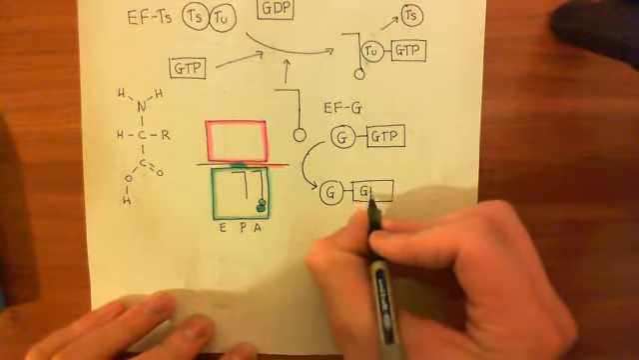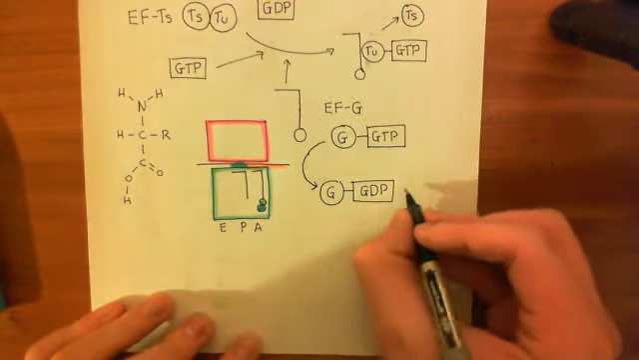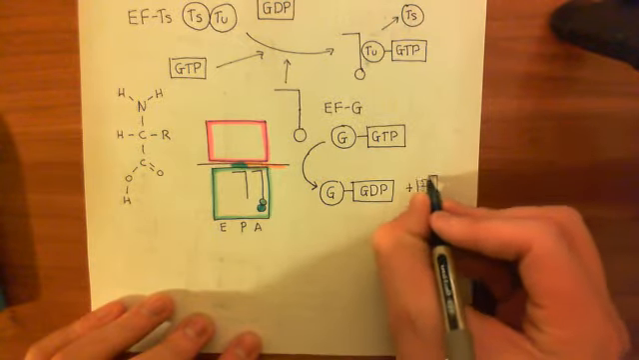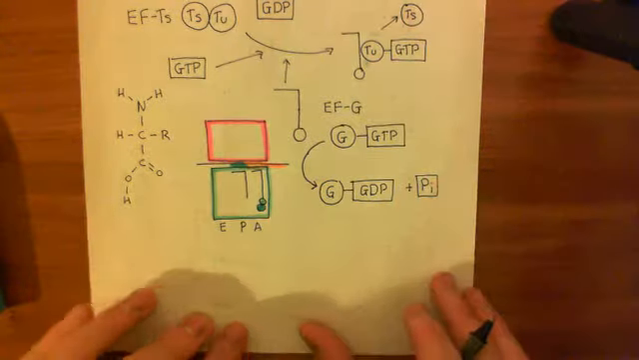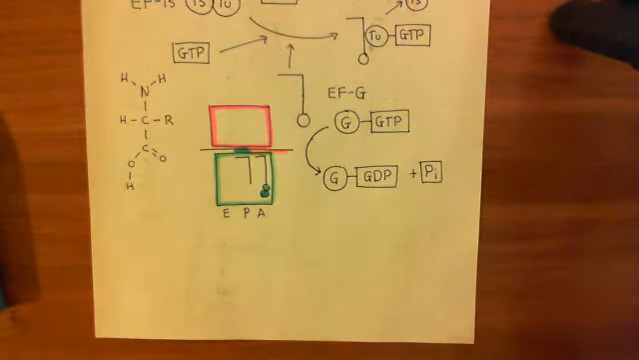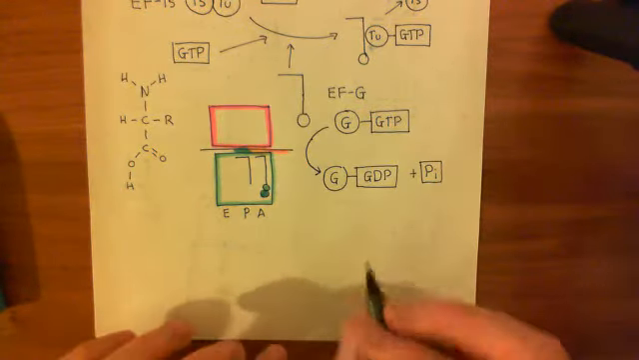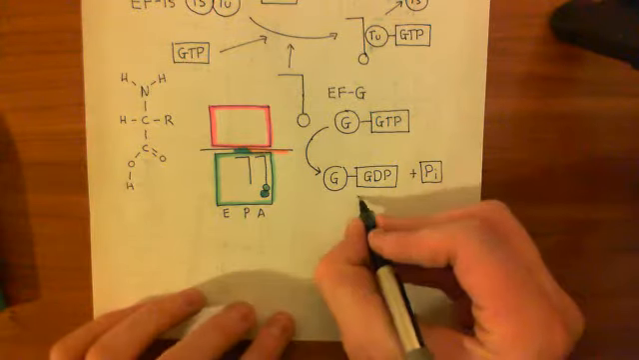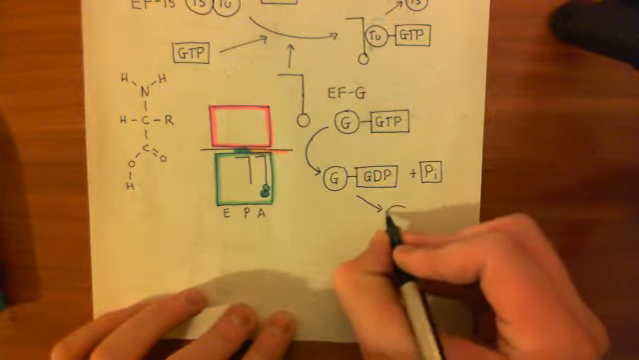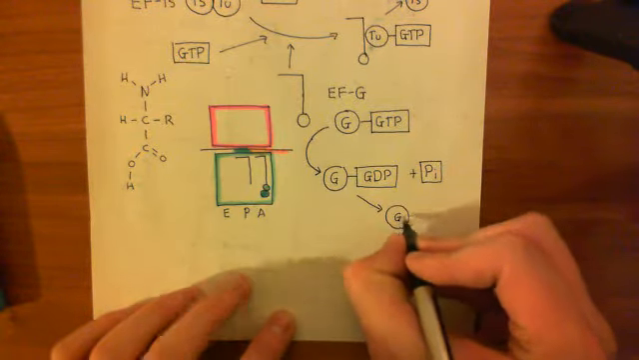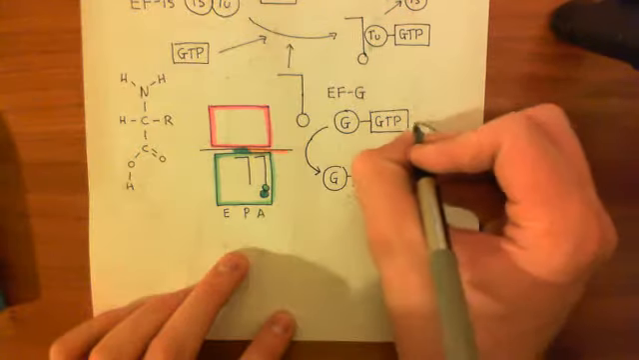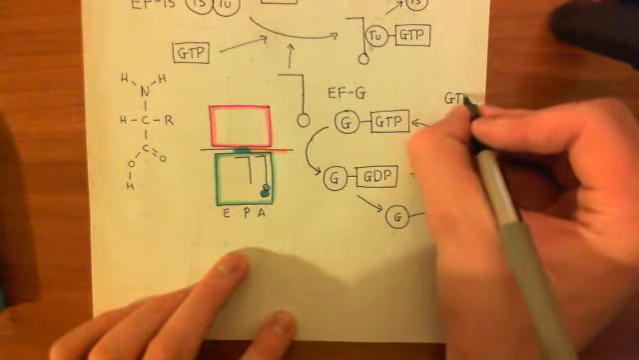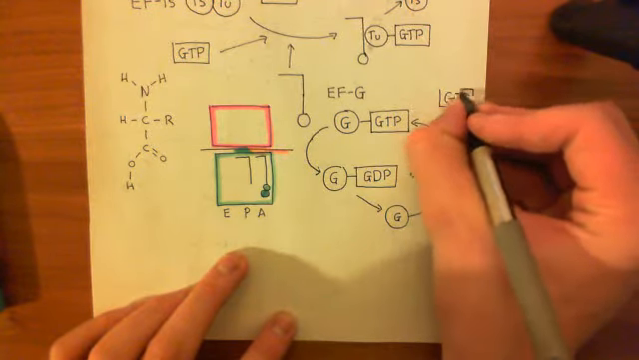So you get GDP and inorganic phosphate. So the elongation factor becomes bound to GDP and inorganic phosphate. That hydrolysis of GTP releases energy that is used to move the ribosome along the mRNA. Okay, now you might ask, how does the elongation factor G get recycled? Well, it's going to cleave off from that GDP, so you'll get elongation factor G, and then it will recombine with another GTP molecule simply to make the GTP back again. Okay, so that recycling process is very simple.